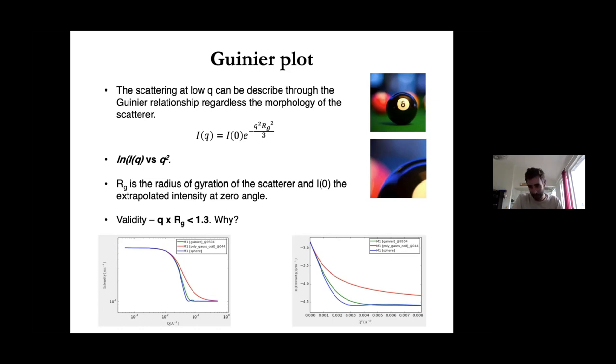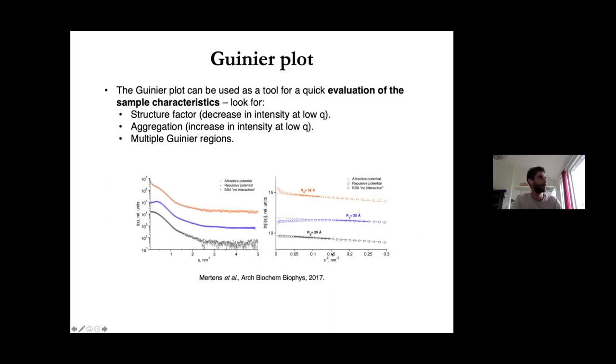So this is a common way of checking that the Guinier region is valid, that the Guinier approximation is valid. This square just shows where the Guinier region is. So the Guinier plot is useful for getting some information about the size of your particle, but it's also very useful for a quick assessment of the behavior of your sample.